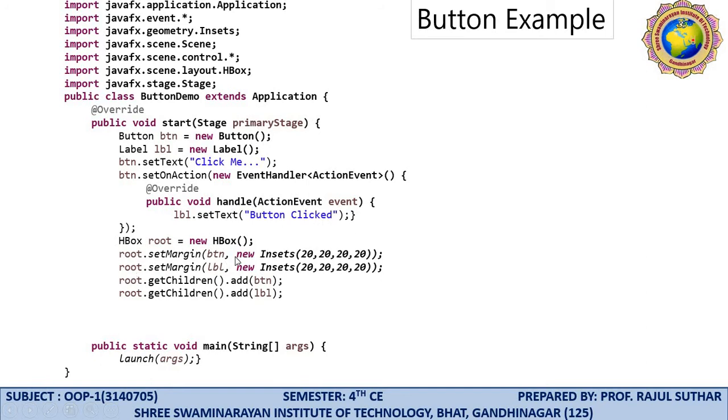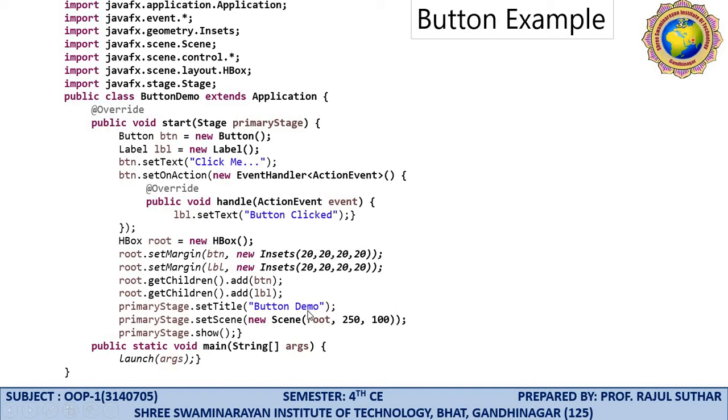Here root.setMargin, we have to set the margin for the particular button where the button is shown in our scene. So root.setMargin, and again you have to write getChildren. You can use this property for the button, left or right. This is the default title, the button demo, then new Scene(root, 250, 100), primaryStage.show.